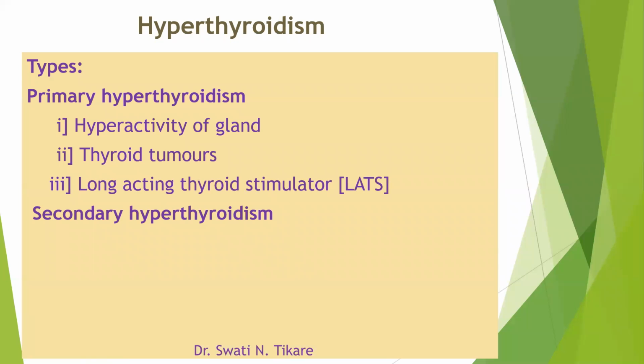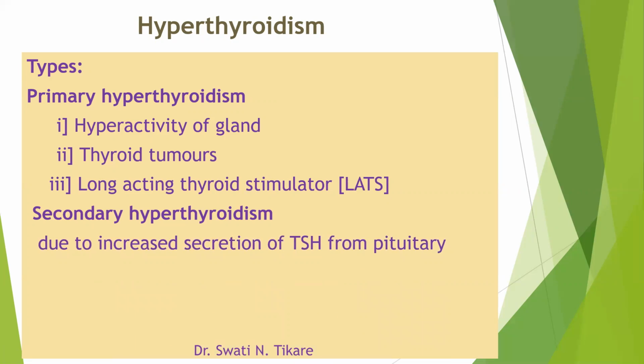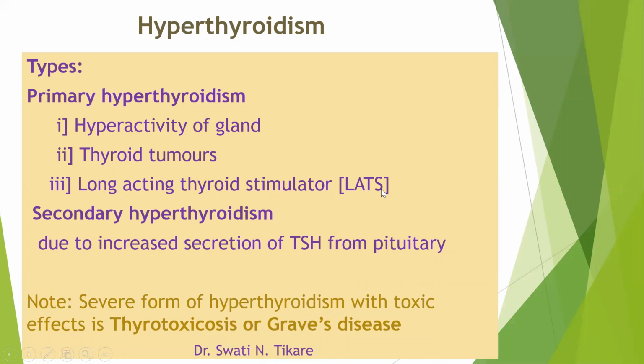Okay. So causes of primary hyperthyroidism can be hyperactivity of the gland. There may be a thyroid tumor. Okay. There is a long-acting thyroid stimulator. Like the TSH, normally it will act for a certain duration of time and then it will be removed. But there may be a long-acting thyroid stimulator that also can cause hyperthyroidism. Coming to secondary hyperthyroidism, it is due to increased secretion of TSH from the pituitary. Okay.